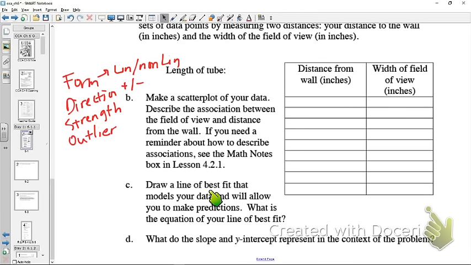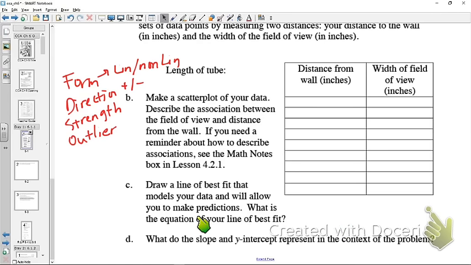And then part C says draw a line of best fit that models your data and will allow you to make predictions. Remember last year you guys made a line of best fit, you calculated the slope, you calculated the y-intercept, and then you used it to predict future values. What is the equation? That means you need to write down your equation. Now, everyone's is going to be a little bit different. I will eventually give you the equation that I want you to use for the sake of the rest of the classwork, but for now, figure out your own slope, your own y-intercept, which means you're going to look for lattice points after you graph.